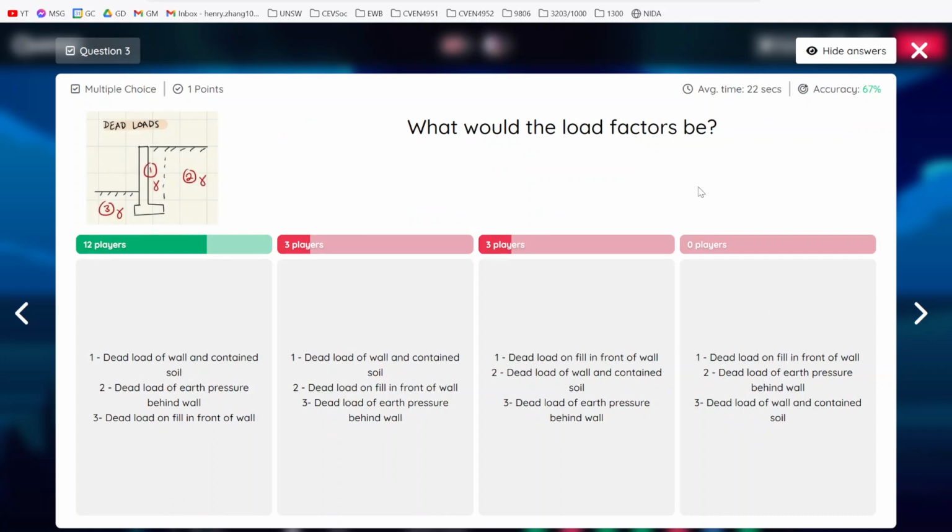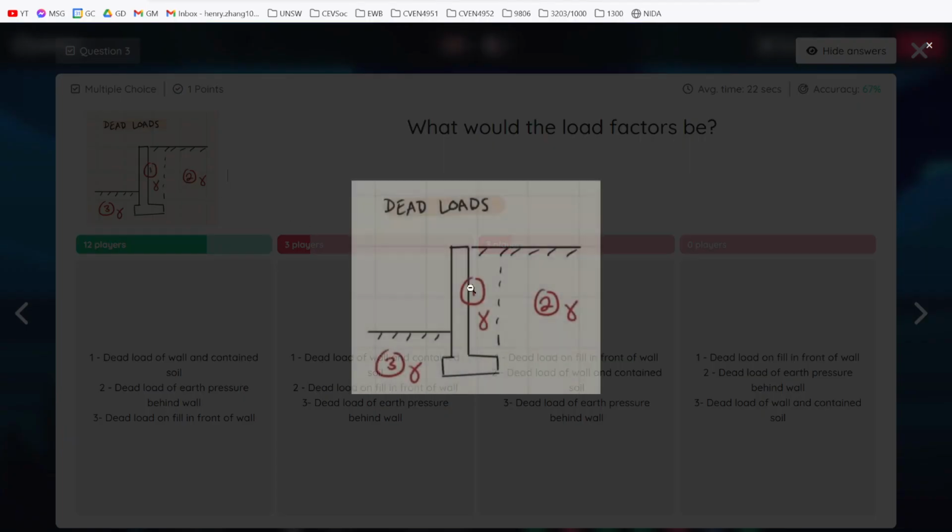Okay, so here we're talking about the dead load factors in that table for the partial factor of safety method. It's basically just matching up all the definitions. Region 1 is going to be the dead load of the wall and the contained soil. So that's what it's talking about with the contained soil, right? All of that soil that's going to be above the base, right? I think that's what you mean, Michelle, with that on the left as well. Just keep in mind, this is kind of how the regions are blocked out.